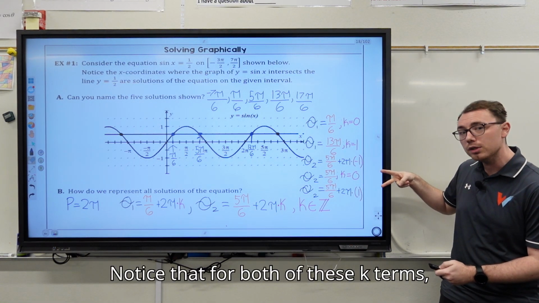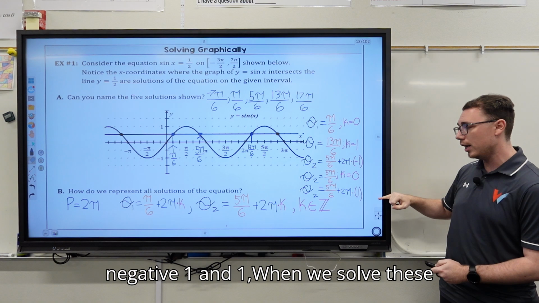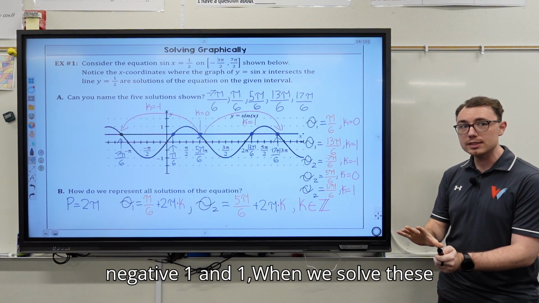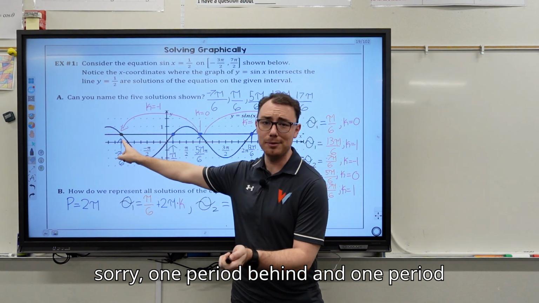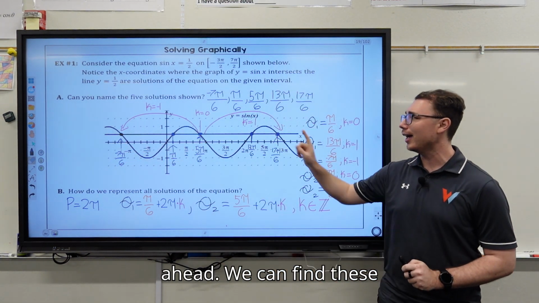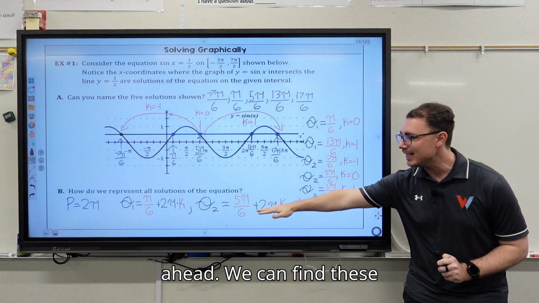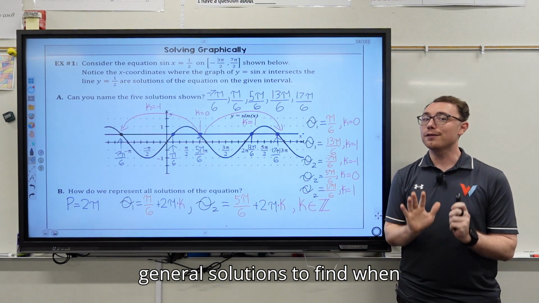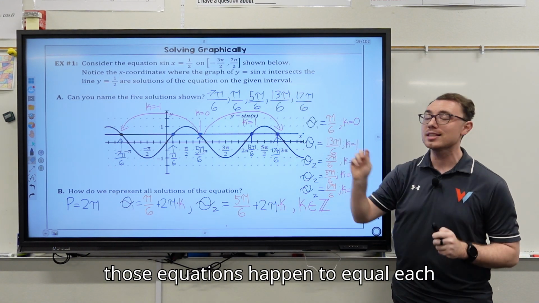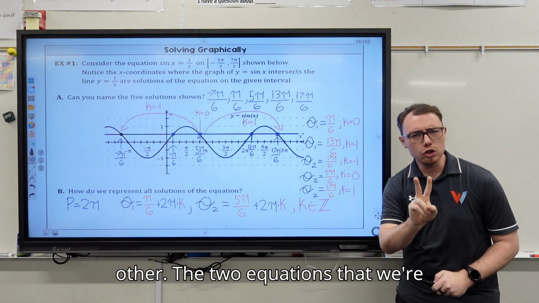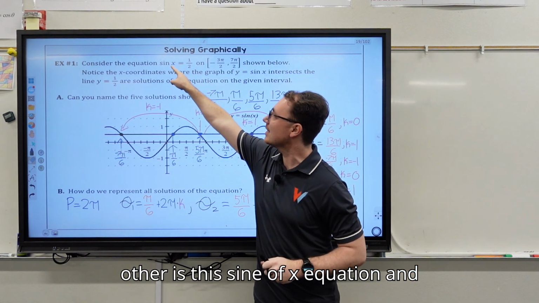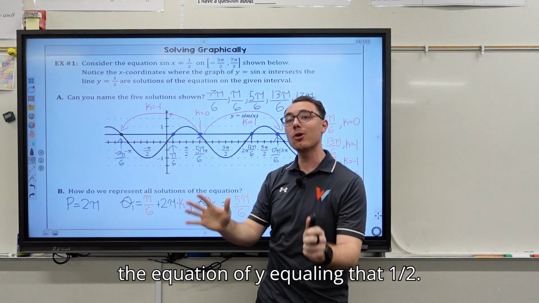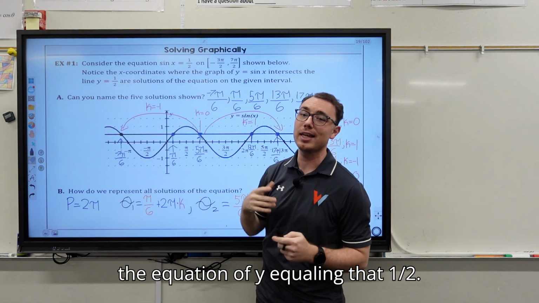Notice that for both of these k terms, -1 and 1, when we solve these out, it really is just 1 period behind and 1 period ahead. We can find these general solutions to find when those equations happen to equal each other. The 2 equations that we're trying to make equal each other are this sine of x equation and the equation of y equaling that 1/2.